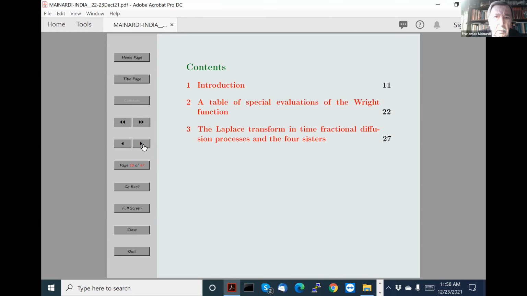Okay, now these are the contents. After an introduction, we present a table of special evaluations of the Wright function, where they are expressed in terms of the Whittaker function, and then in the third section I recall the Laplace transform where the Wright function enters, and also my concept for students for the 3-4 systems.